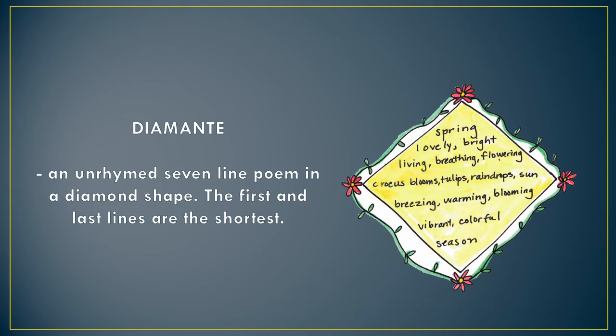Next we have diamante. From the word itself, diamante, this is diamond. It is an unrhymed seven-line poem in a diamond shape. The first and the last lines are shortest. For example, we have here: spring; lovely, bright; living, breathing, flowering; crocus blooms, tulips, raindrops, sun; breezing, warming, blooming; vibrant, colorful; season. So this is a diamante poem, as long as it's in the form of a diamond with seven lines.